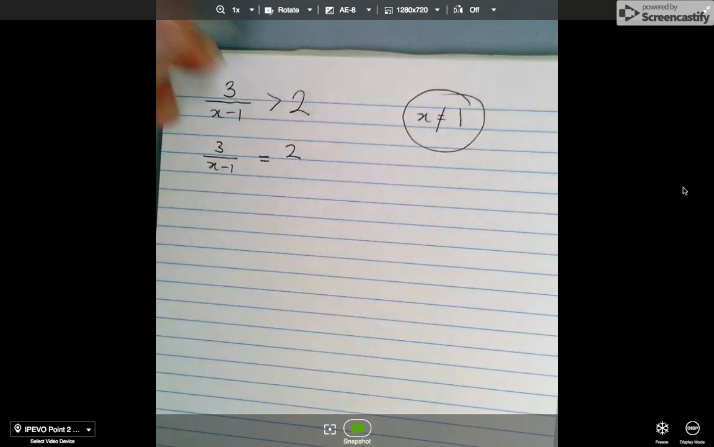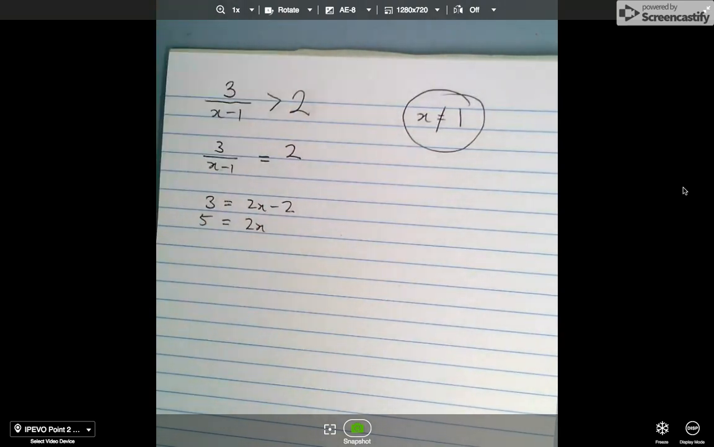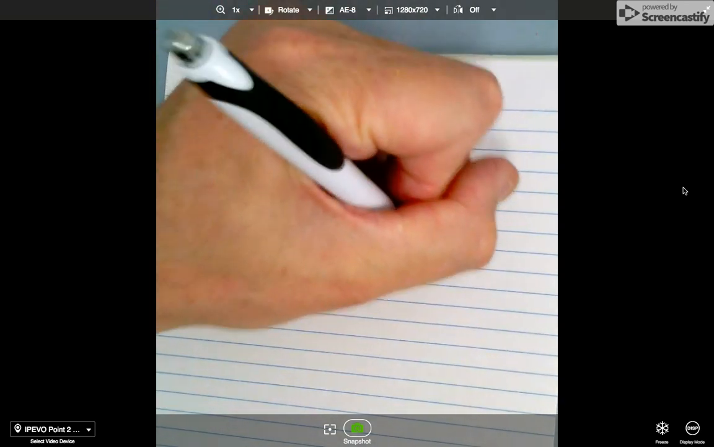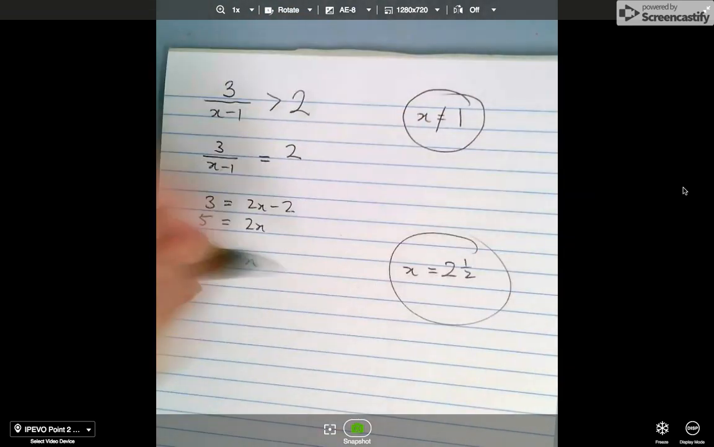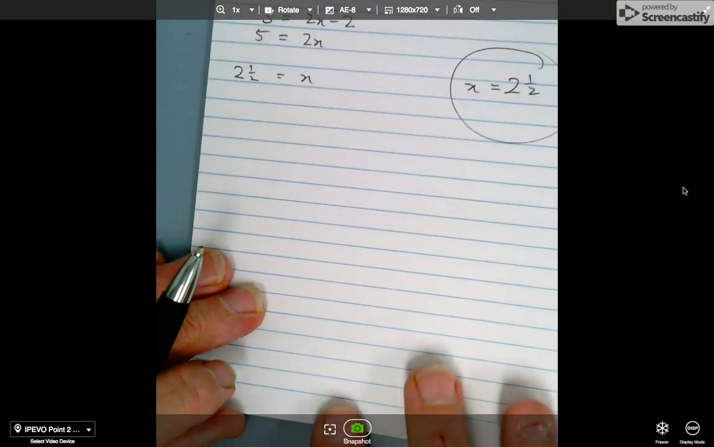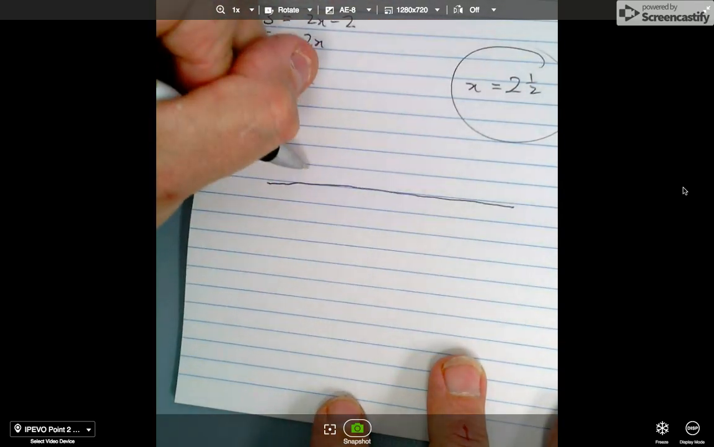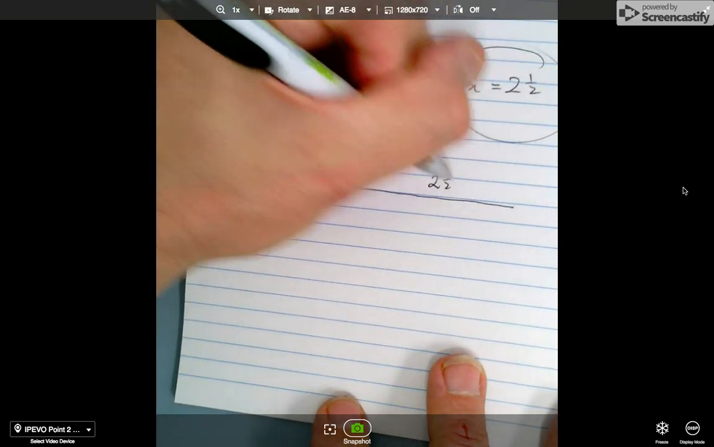And I'm going to just take that over and we get 3 equals 2x minus 2, or 2x equals 5 to bring the minus 2 over, so x equals 2.5. And there's my next critical value, x equals 2.5. So I've got my two critical values. And then I'm just going to test different places out. So my first critical value is at x equals 1, and my next critical value is at x equals 2.5.